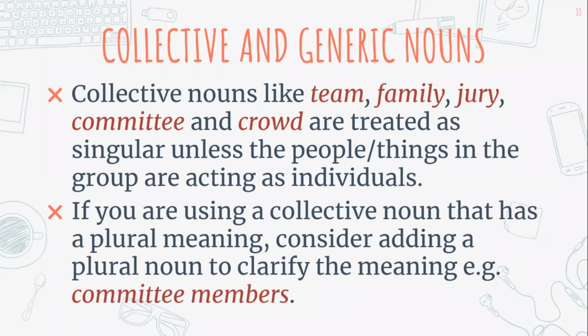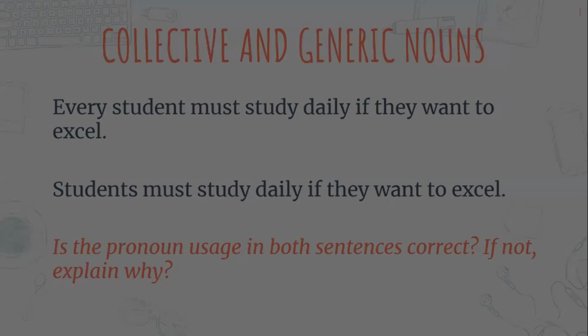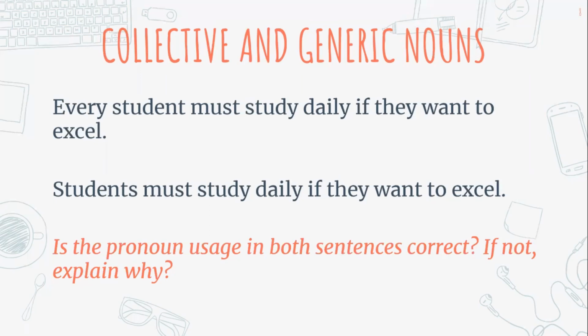Collective nouns like team, family, jury, committee, and crowd are treated as singular unless the people or things in the group are acting as individuals. So if you are using a collective noun that has a plural meaning, consider adding a plural noun to clarify the meaning. So, the second sentence here: students must study daily if they want to excel.